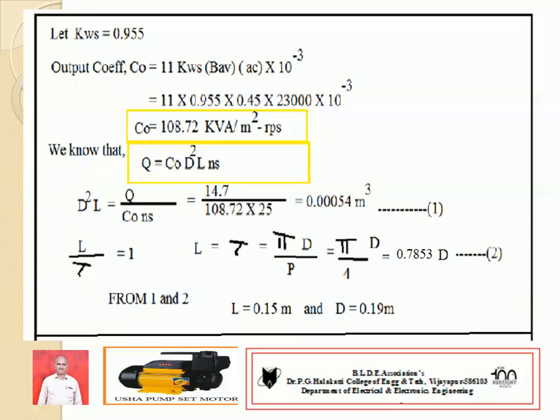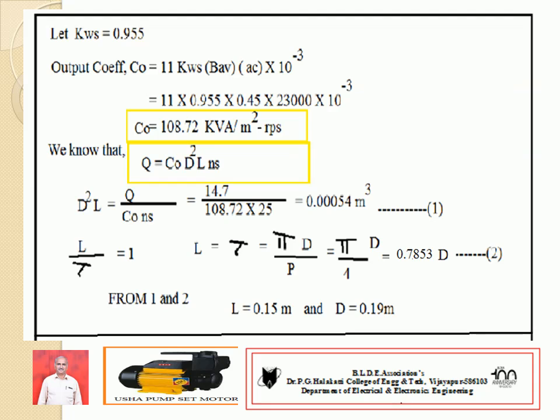Stator winding factor is not given in this problem. If it is not given, you can assume a standard value. Let the stator winding factor be 0.955. You may assume it in the range of 0.95 to 0.96. No problem. So next calculation goes to output coefficient C naught. C naught equal to 11 times kWs B average AC into 10 to the power of minus 3. All values are available, directly substitute. Then we get the C naught value.